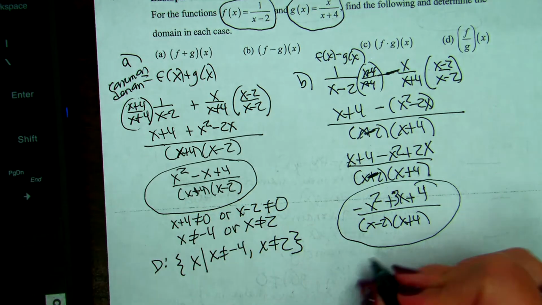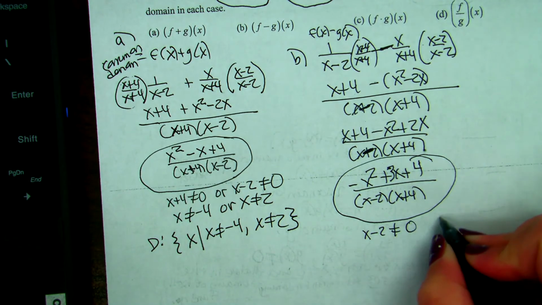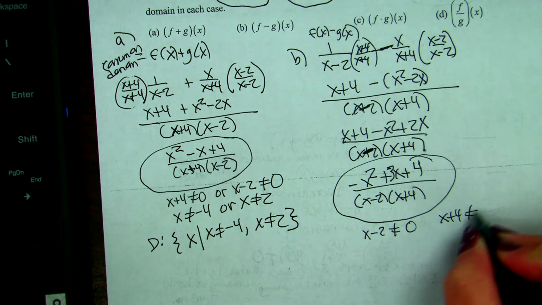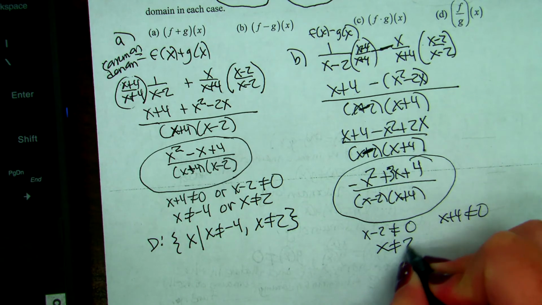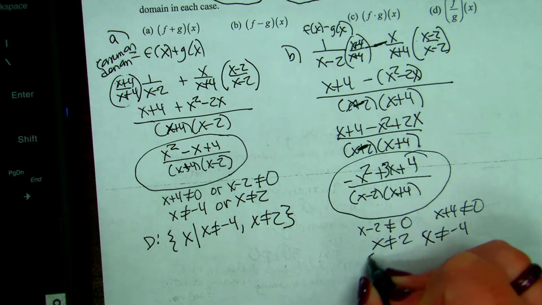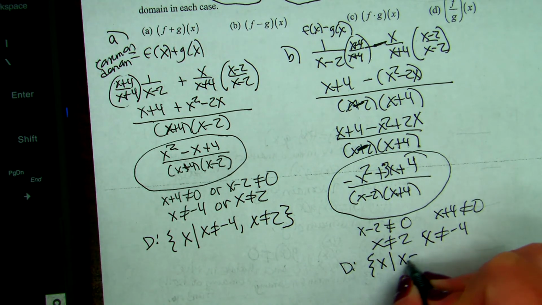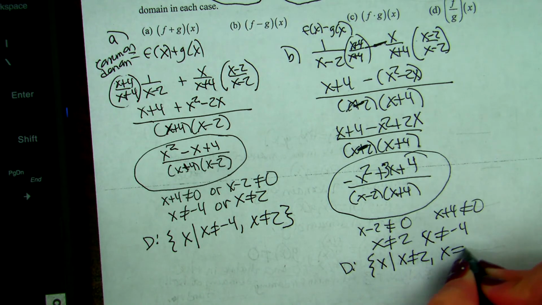And then we do the domain again. x minus 2 can't be 0, and x plus 4 can't be 0, so x can't be 2, and x can't be negative 4. So the domain is x such that x is not equal to 2, and x is not equal to negative 4.